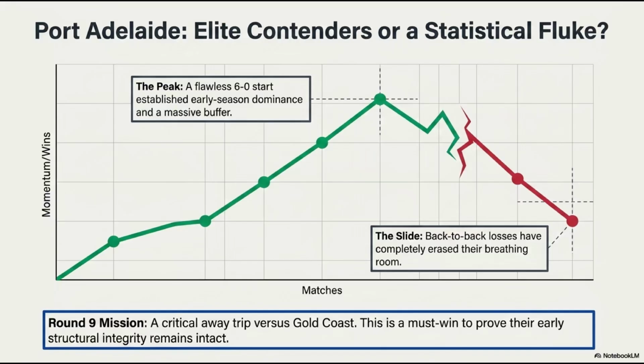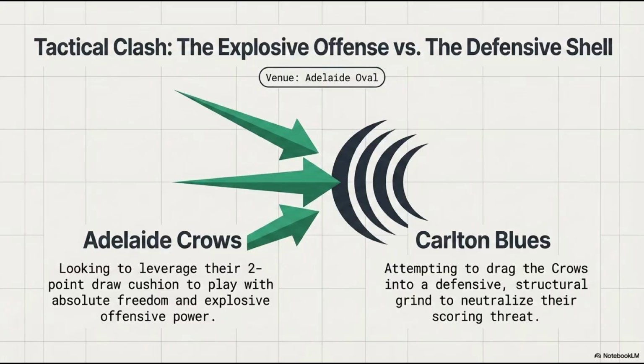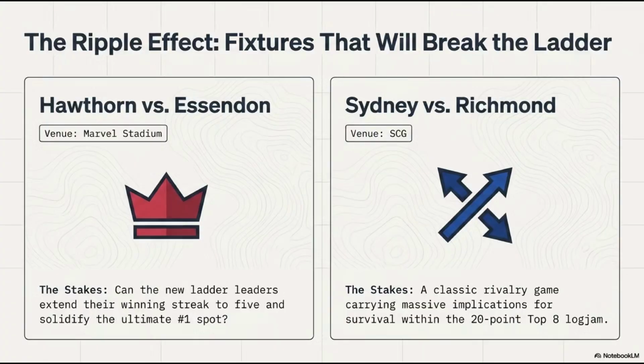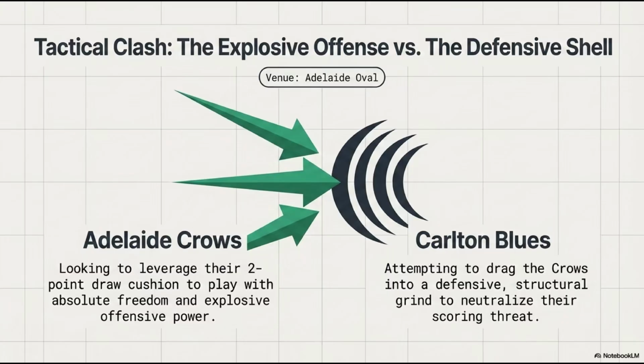Okay, so we've covered the precariousness of the top 4. We've got Port Adelaide's potential regression, Brisbane's glass jaw, Adelaide's bizarre 2-point safety net. But as the source points out, all of this instability at the top flows naturally down into a severe bottleneck in the middle of the ladder.